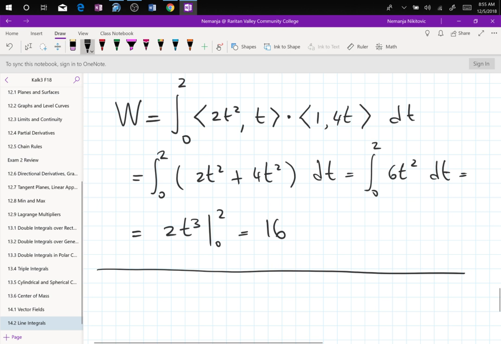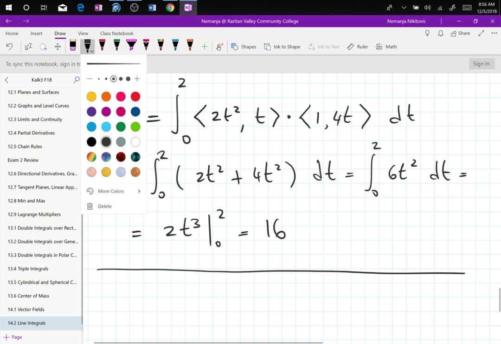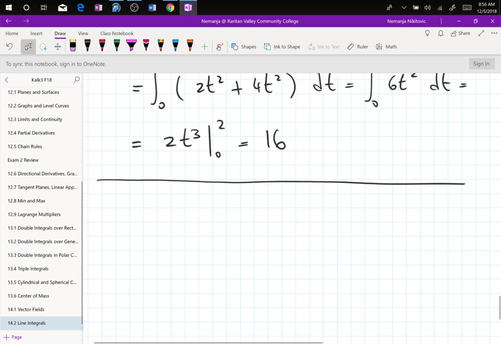So last time I mentioned that we have to talk about two other phenomena, and those would be the circulation and the flux of a vector field. Each measures a different thing, so let's take a look at what they mean and how to find them. So we'll start with circulation.